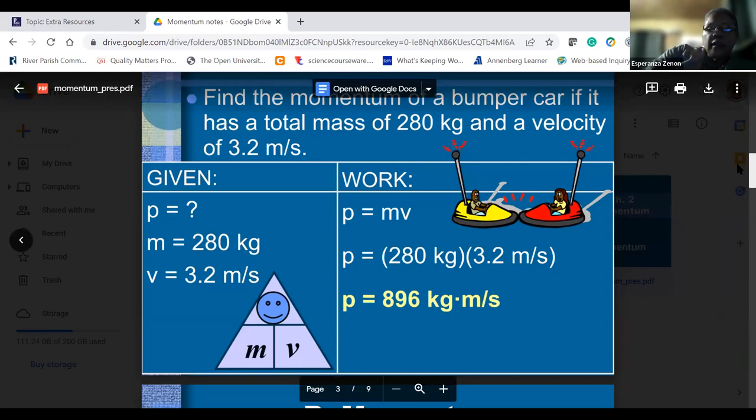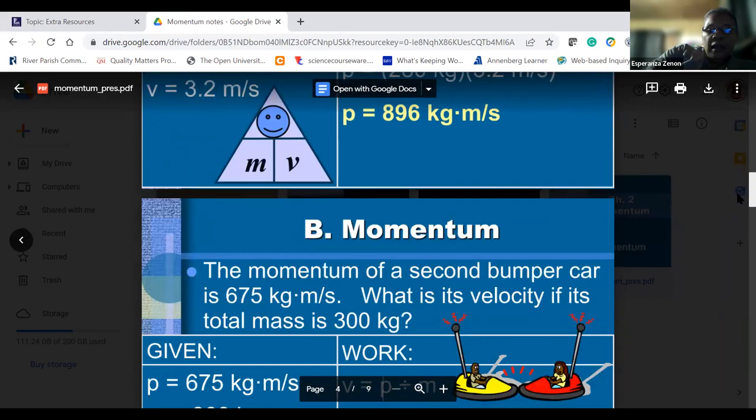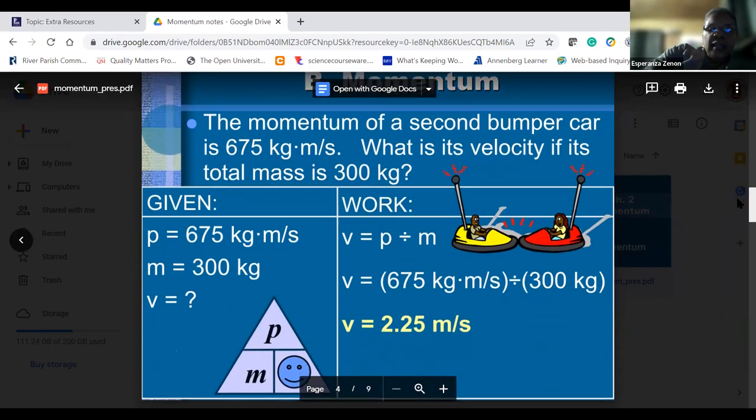Most students find the momentum formula easy to follow and utilize. So let's take a look at another example.